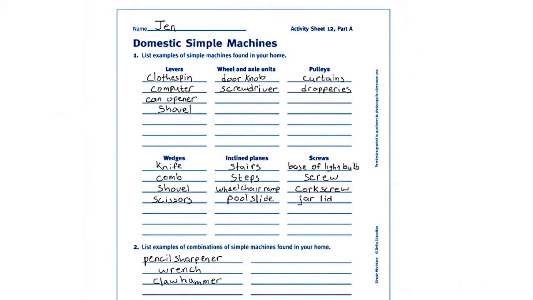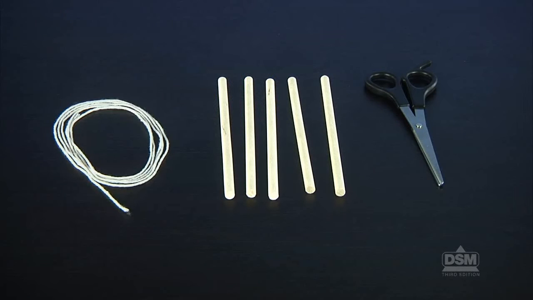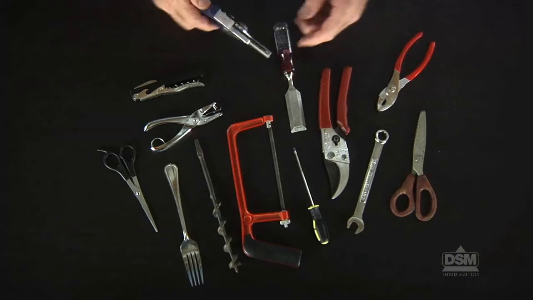Each student will need his or her completed Activity Sheet Part A, and each team of 4 students will need 5 wooden dowels, a pair of scissors, and 1 length of thread. To begin the activity, place the assortment of household objects that you have brought to class on a centrally located demonstration table. Ask students to think about what each item is used for, how it is used, and the type of simple machine on which it is based.